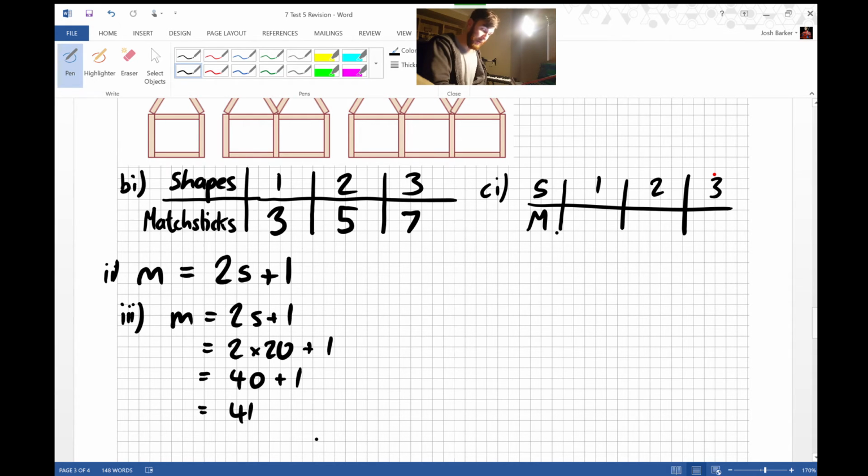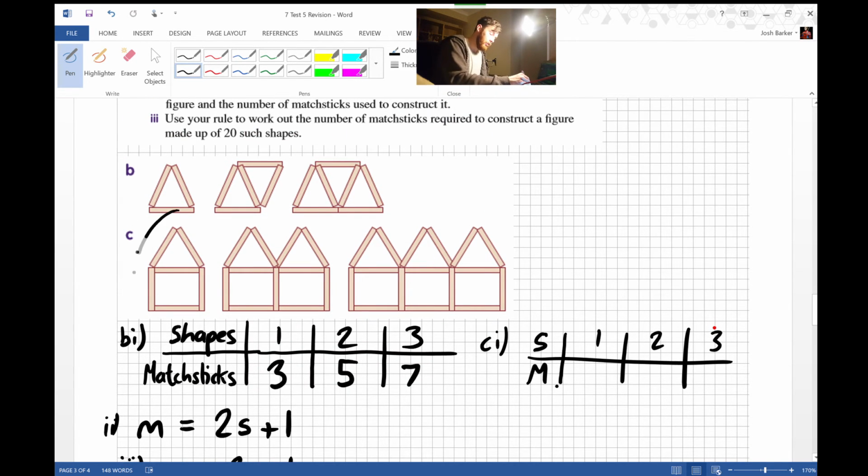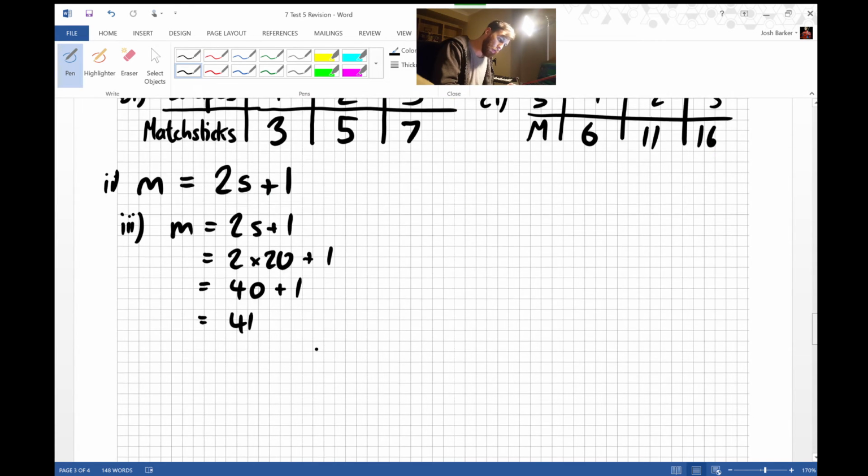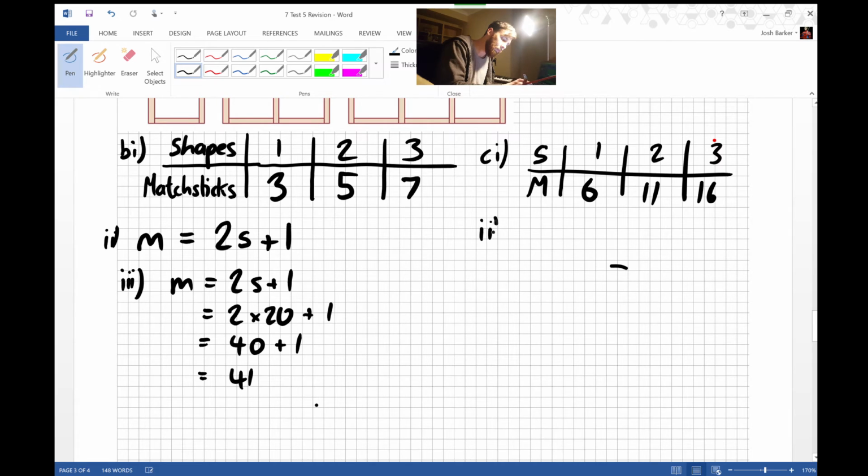Awesome. Now I'll do the same again quickly for these second shapes, these house things. So when you've got one house thing, you've got 6 matchsticks is what's required. When you've got 2 house thingies, you need 11, and when you've got 3 house thingies, you need 16. Similar thing again, we seem to be adding on 5 each time. So our rule is going to be something to do with the number of shapes multiplied by 5.